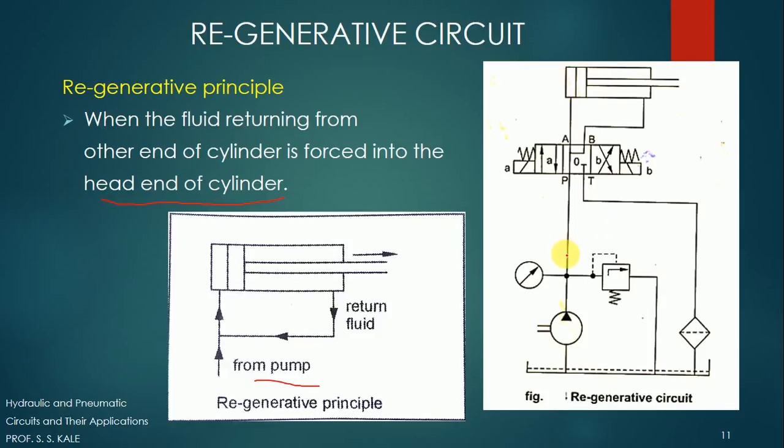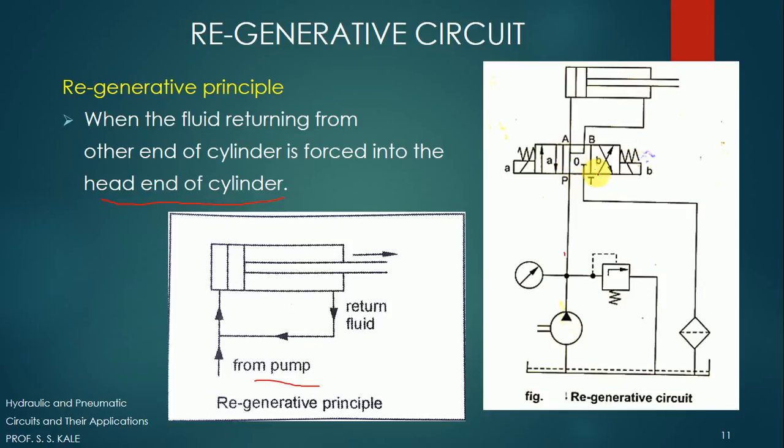So the amount of fluid coming from the pump will be reduced, and hence the power given to the pump also can be reduced. When I put this particular position into action, then what will happen? Normally fluid will go and normally it will return, so a regenerative circuit is not possible.